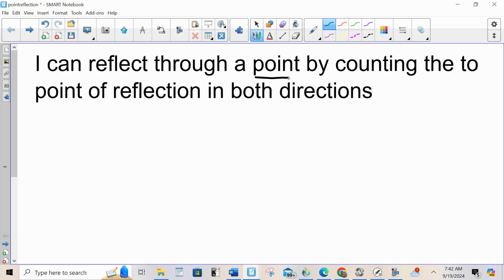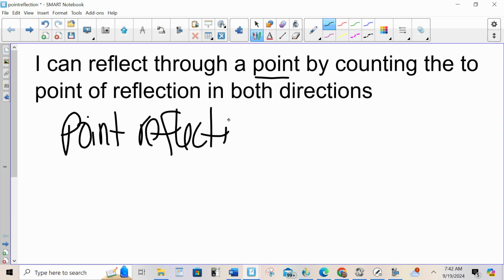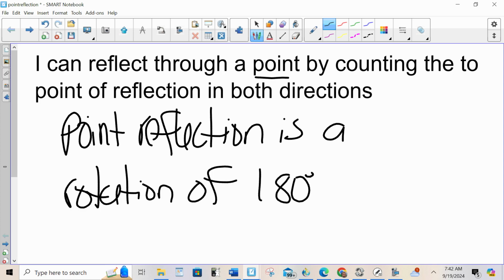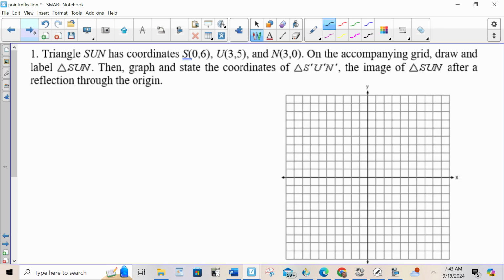Now, one thing to know about point reflections, this is going to sound a little strange, but a point reflection is a rotation of 180 degrees about whatever that point is. So when we're talking about orientation, a point reflection does not change orientation. A line reflection does, but a point reflection is a rotation. It does preserve orientation. It's not really important for this lesson, but just important in general.